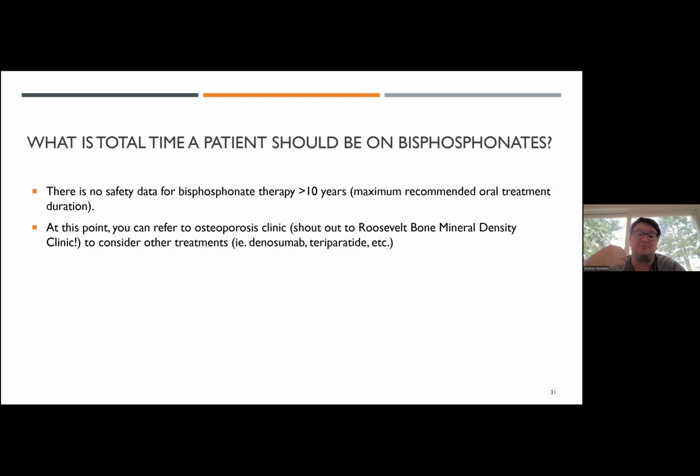What is the total time a patient should be on bisphosphonates in general? No safety data for bisphosphonate use greater than 10 years. That's the maximum recommended oral treatment duration. And if you're hitting that point and you're still wanting to have further management of their osteoporosis, that's where, at least myself as a primary care provider, I'm asking for help. I send them to my friends over at the Roosevelt Bone Mineral Density Clinic for counseling on other treatments like denosumab and teriparatide.